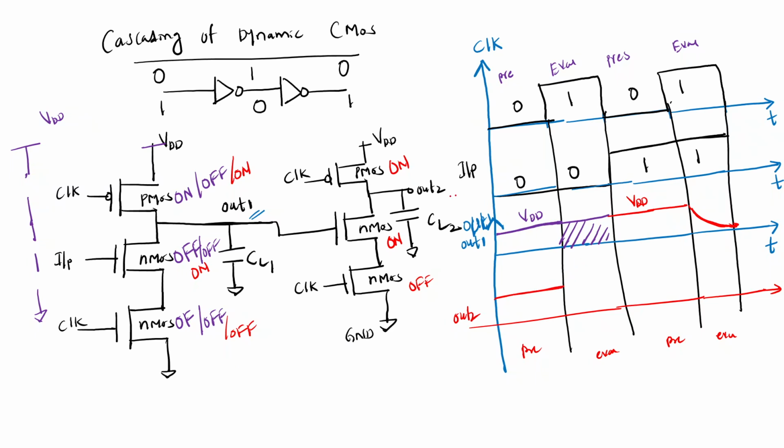After that, when input is 0 and clock is 1, this will be off, and this will be off. Here you are getting VDD only, no? So this will be on, and if you see this clock, clock is 1, so this will be on. This will be on means what? There is an open circuit between VDD and out 1. So slowly it will discharge.